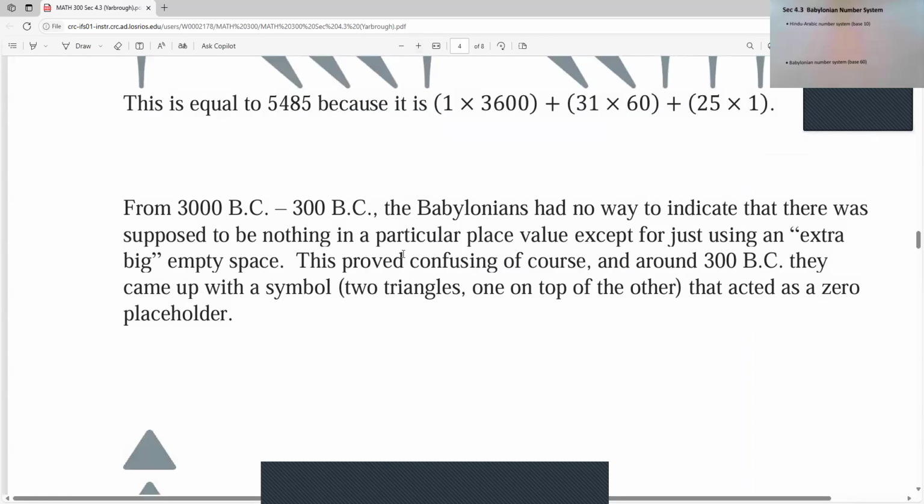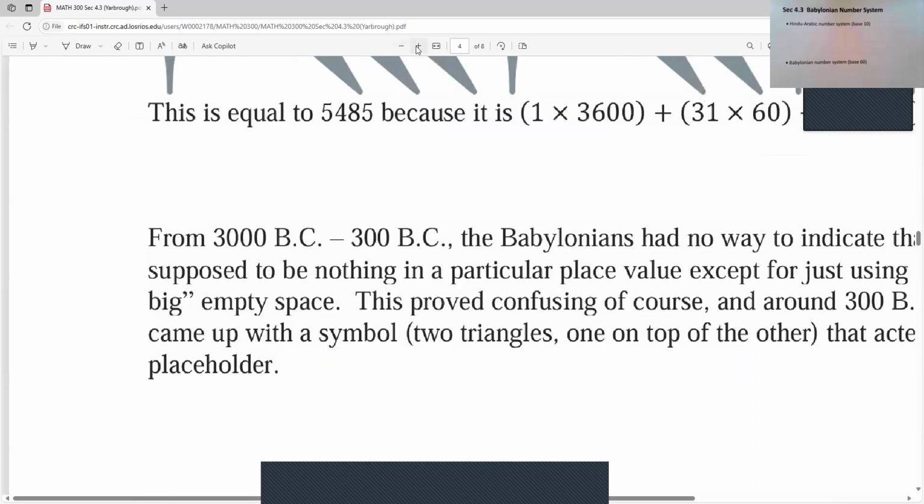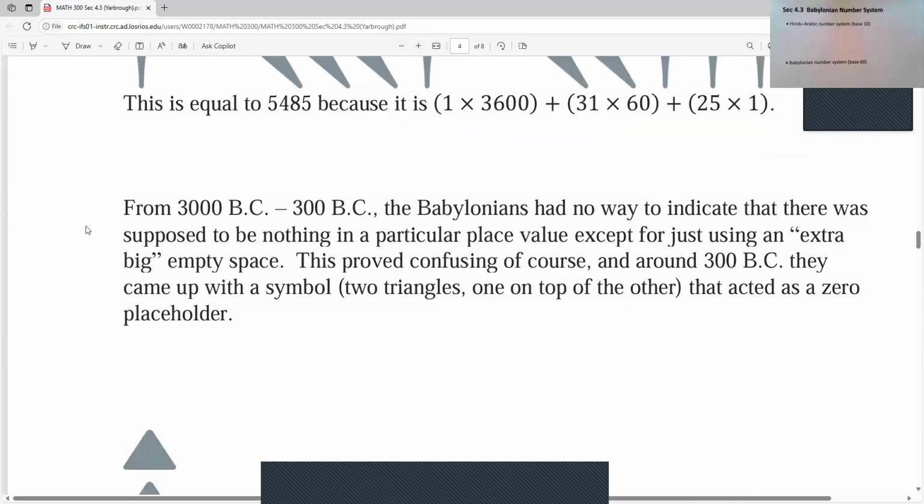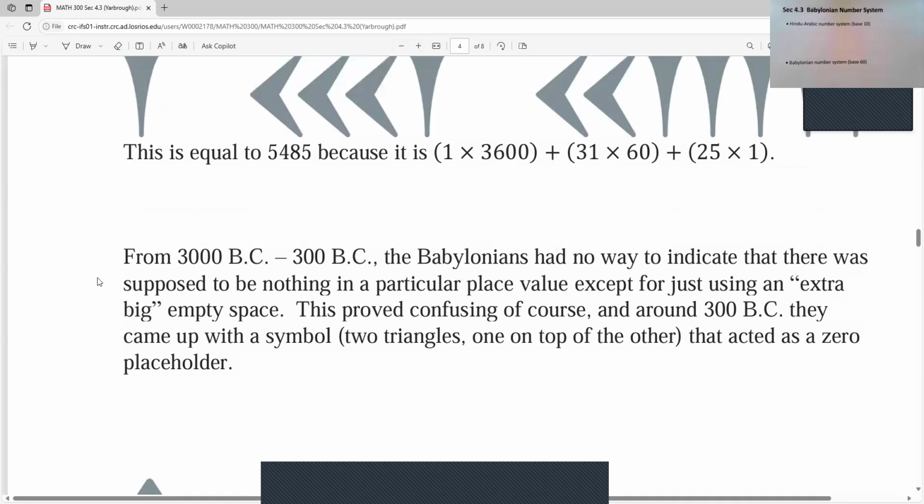For quite a while, almost 3,000 years, the Babylonians had no way to indicate that there was supposed to be nothing in a particular place. They had no symbol for zero, except they would just use like an extra big space. Like, for example, if they wanted a zero in a certain place value, they would just make the space between the two things extra big. But that's very confusing, of course. That's not a good way to do math, to do numbers. And so around 300 BC, the Babylonians came up with a symbol for zero.